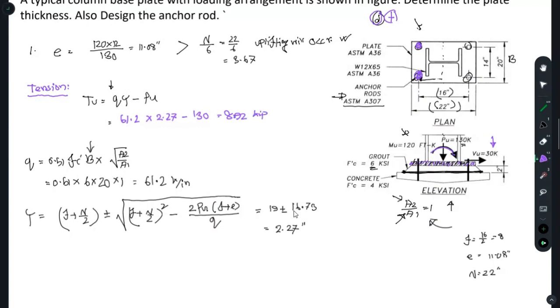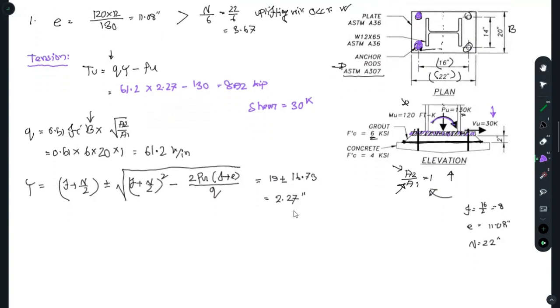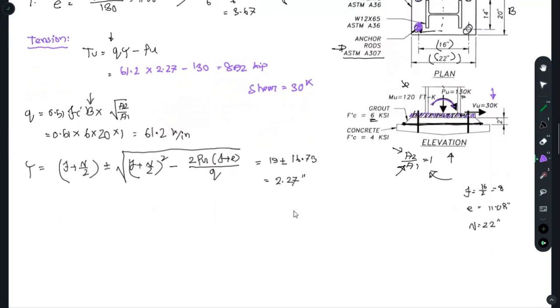So you know the tension and you know the shear value, total shear. So the shear is, I can write it right over here, that is given 30 K. So you know the total tension, which is 8.92, and you know the total shear. So for the tension and shear, we will design the diameter of anchor rod, and we will find out the plate thickness. So we are halfway done.